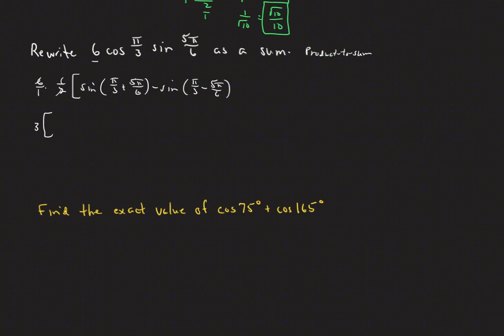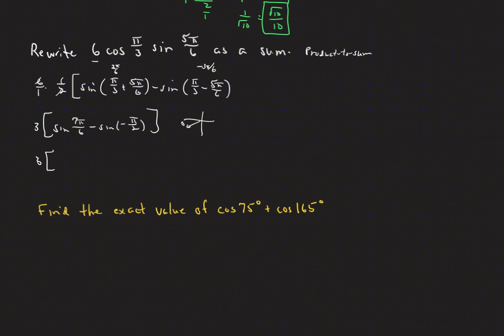Now we've got to get a common denominator, so that's going to be 2 6 plus 5 6, which is going to be a sine of 7 pi over 6. And then the 2 6 minus 5 6 is going to be a negative 3 6, which is going to be a negative pi over 2. Now we know these values, so that's going to be 3 times. Now 7 pi over 6 is going to be down here in quadrant 3. The reference angle is pi over 6.